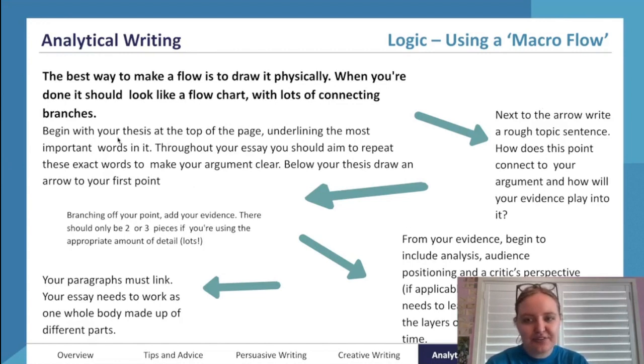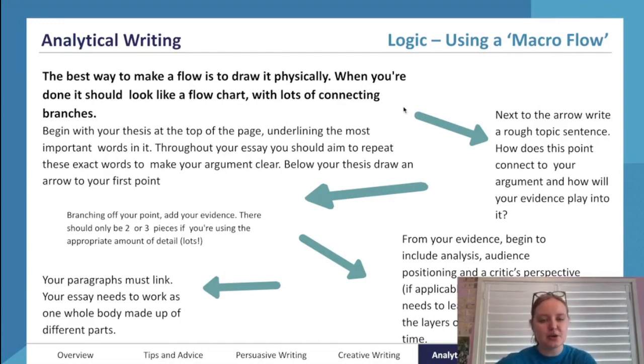So you begin with your thesis at the top of the page, and you should highlight the most important words within your thesis. Those important words can be repeated throughout the essay, and it indicates to the marker that you're building on your thesis, you're linking back to your thesis, everything connects to your thesis. Below your thesis, you draw an arrow to your first point, and this is actually this arrow here. So next to the arrow, write a rough topic sentence for your body paragraph number 1. How does this point connect to your argument, and how will your evidence play into it? That is the key question you need to be asking yourself.